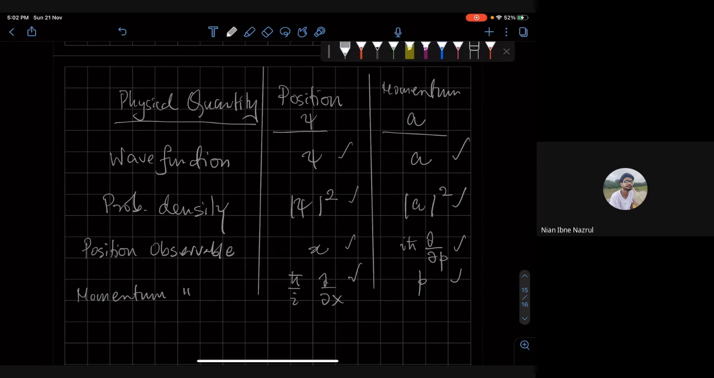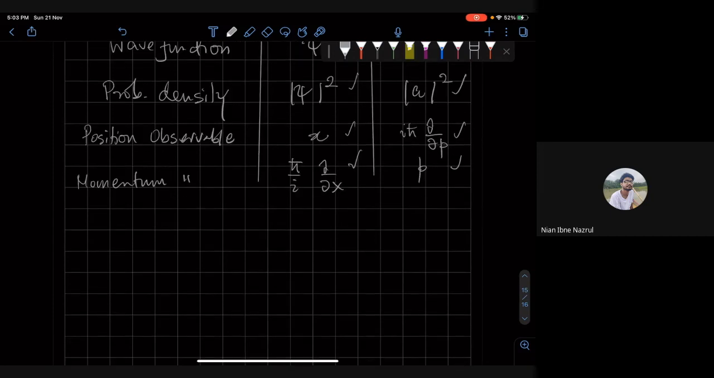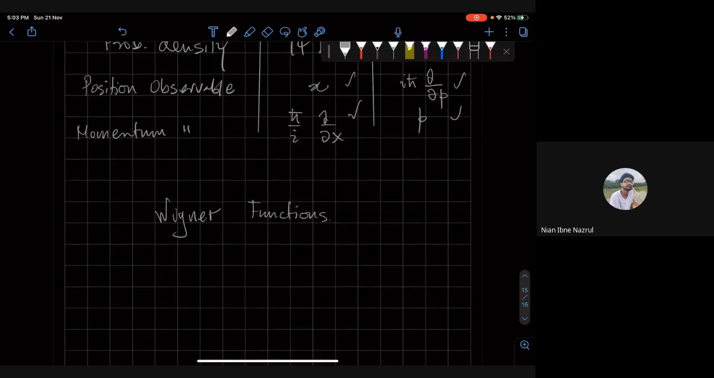Okay, there are some functions which you can define, which might have the same kind of properties as the probability distribution in classical mechanics, but they are not positive definite. They may become negative. Such functions were first considered by Eugene Wigner, and they're not unique. And of course, probability functions are never unique on a phase space. These are called Wigner functions. So Wigner functions are distributions on phase space, but they are not positive definite.